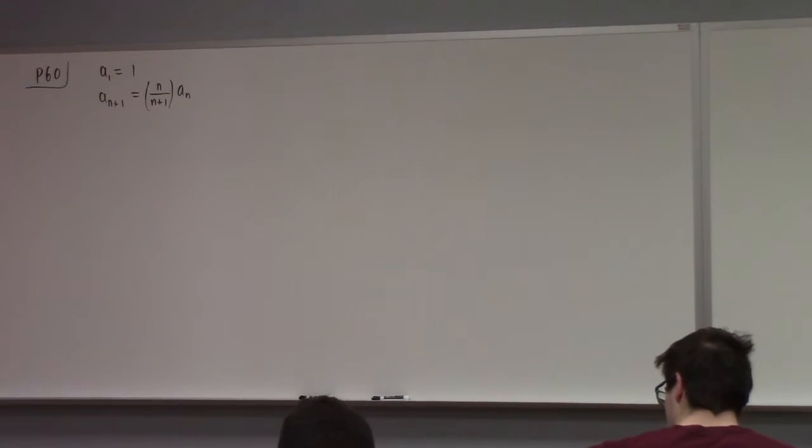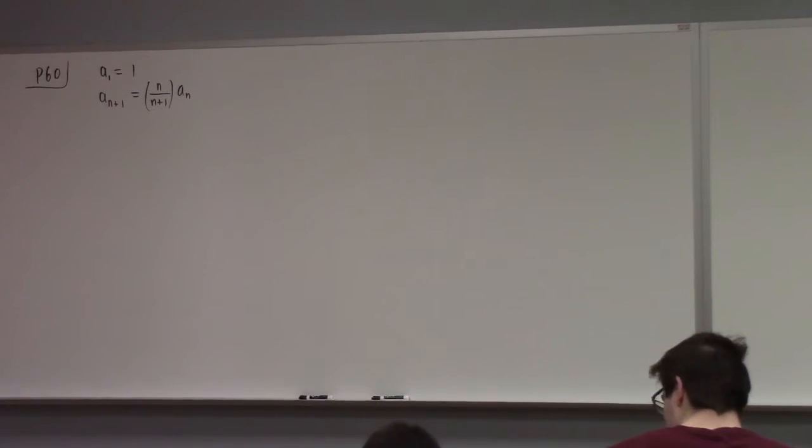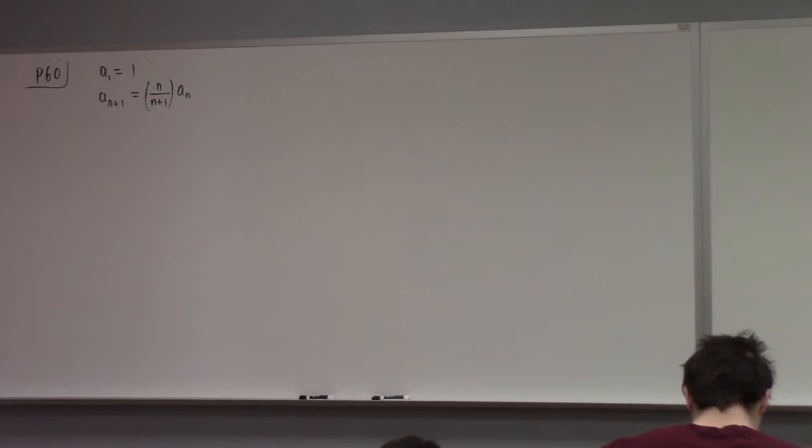I'm staring at problem 60. So part A, by applying the bounded monotonic sequence theorem, and part B, calculating the explicit formula of the recursively defined sequence. Yeah. So, where are you stuck?